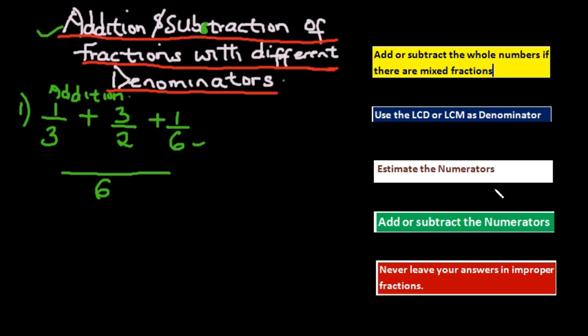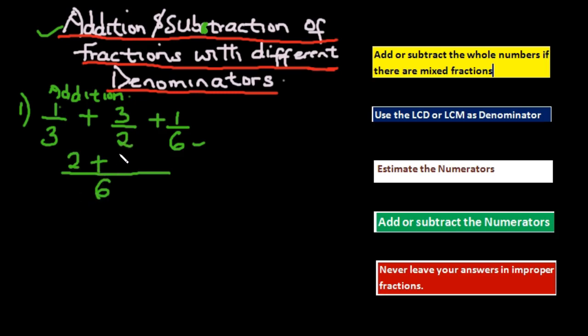Now, what I mean by estimating the numerators is, when we had common denominators, all we did was write the numerators out and add them together. But in this case, you have to estimate the numerators. How many times can 3 go in 6? That would be 2, because 3 multiplied by 2 is 6. So 2 multiplied by 1 will give you 2. Plus 2 in 6, that's 3.